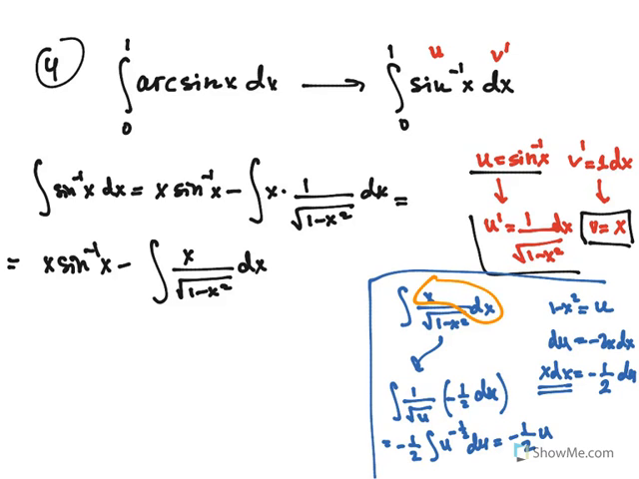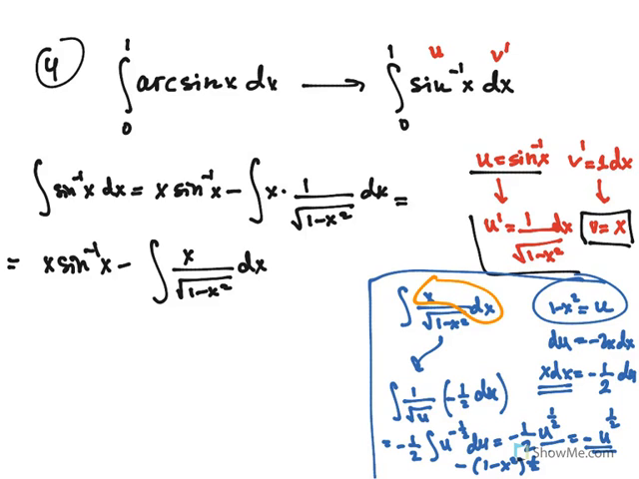It's negative 1/2 u to the power of negative 1/2 plus 1, over 1/2, and that gives you negative. You flip it, looks like that, negative u to the power of 1/2. Let me just double check. Yeah, looks right. So therefore, that part equals negative, and u is what? 1 minus x squared to the power of 1/2.